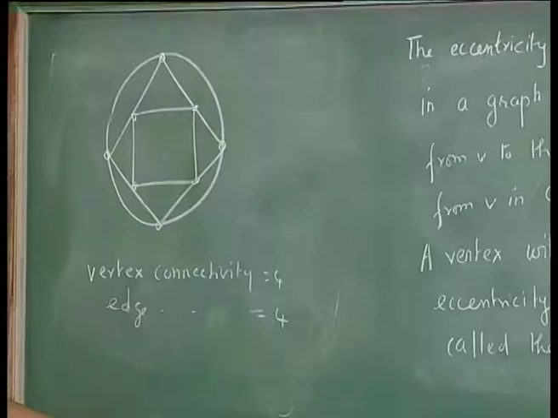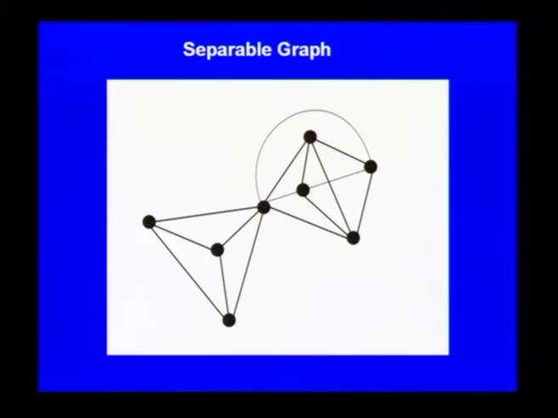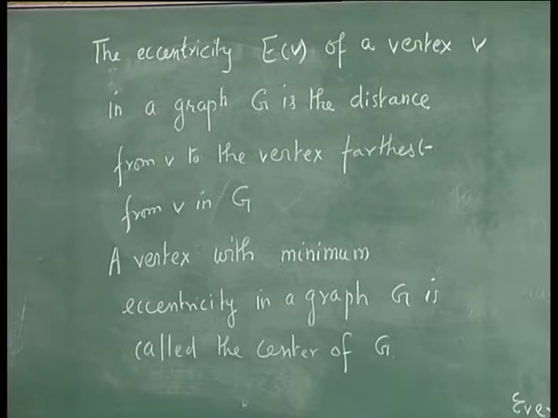Now, we have also seen about trees in undirected graphs. Let us see one or two more definitions about trees. The eccentricity E(V) of a vertex V in a graph G is the distance from V to the vertex farthest from V in G.